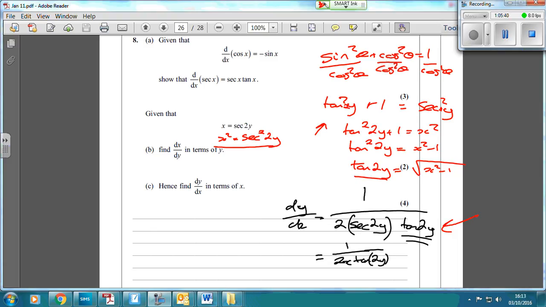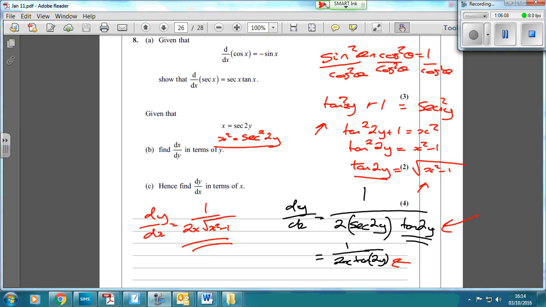So we know that tan 2y equals the square root of x squared minus 1, which we substitute in here, and we get dy by dx equals 1 over 2x, and instead of tan 2y we have this thing here, square root of x squared minus 1, and that's it. So it's a tricky question, but it's not horrendous.